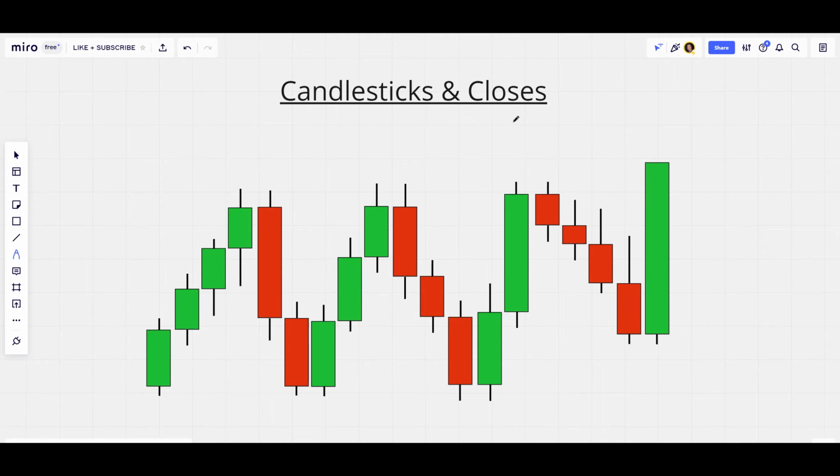Now let's talk a little bit more about candlesticks and how they close and why this can be potentially important. In front of you, you can see a random example that I drew of price action simply fluctuating within a range.